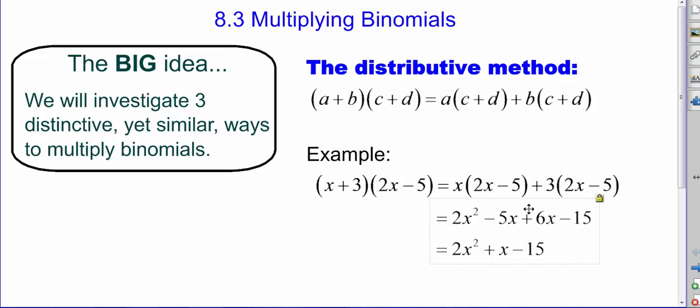Now take a look at the answer here. They don't just leave it in this form. They're going to put it in standard form, so they're going to list the highest degree first and go in descending order. So that is how we use the distributive method.